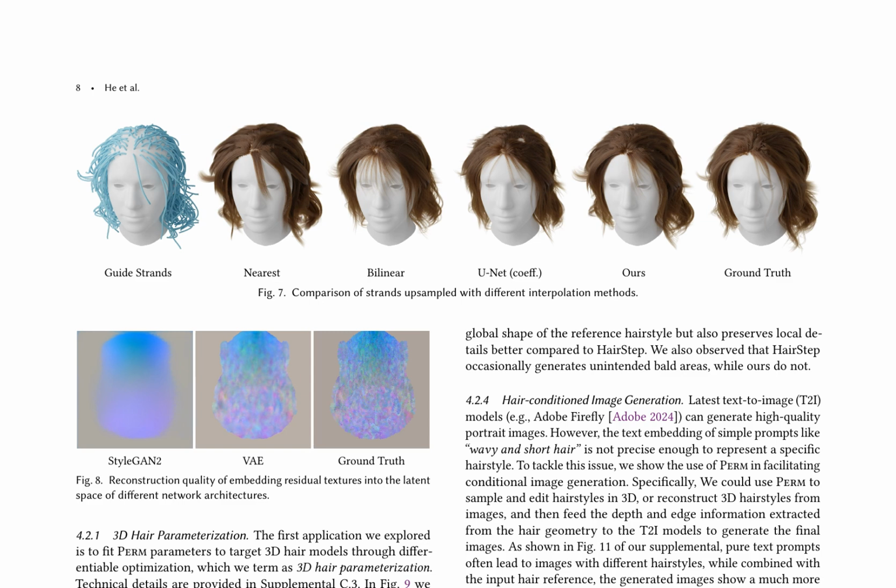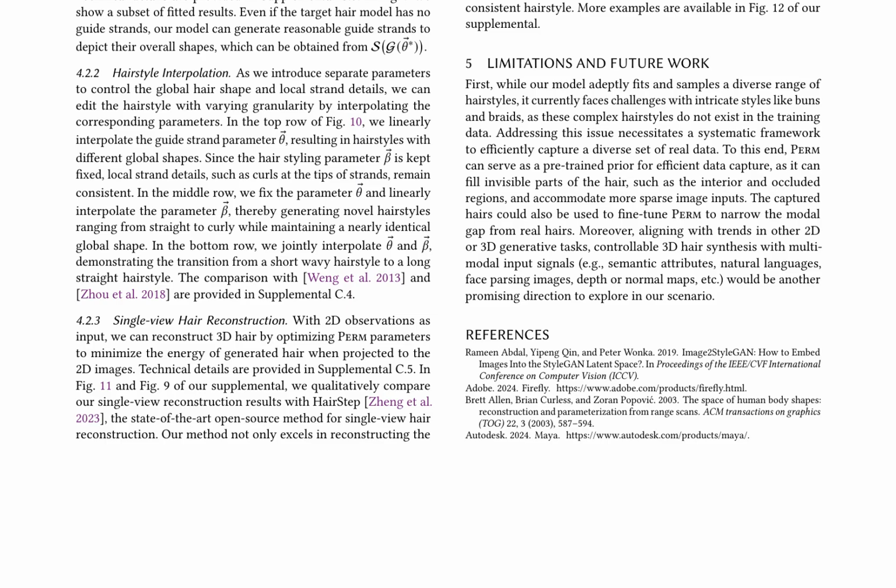In addition, the section explores hairstyle interpolation, illustrating the capacity to edit hairstyles with varying granularity by interpolating corresponding parameters. This is exemplified in Fig. 10, which displays linear interpolation of guide strand and styling parameters. Finally, the section discusses single-view hair reconstruction, where Perm parameters are optimized to minimize the energy of generated hair when projected to 2D images. The results are compared with HairStep, highlighting better preservation of local details and global shape.